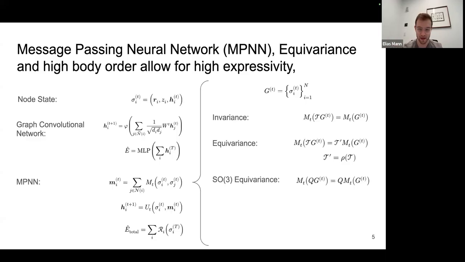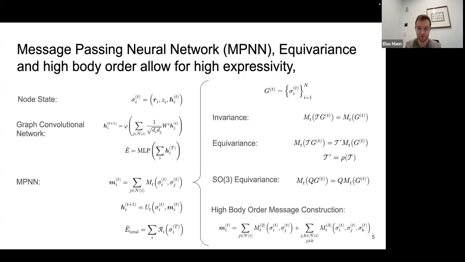So you're just trying to make it easier for the model. And this allows for better sample efficiency and things like that. Another thing is high body order message construction.